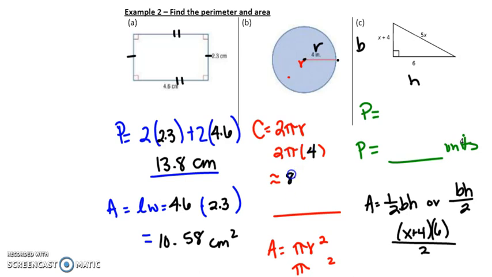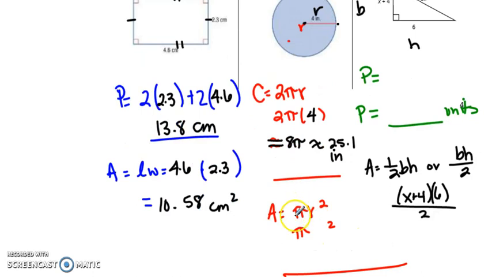So you could either put 8 pi, which is approximately 25.1 inches. Area, we have here, is pi r squared. So if we put our radius of 4 in here, 4 squared is 16 pi, or approximately, when we use our pi button, 50.3 inches squared. So notice our units: when it's perimeter, it's just inches, and then it's inches squared when we get to area. So units squared when we're talking about area.